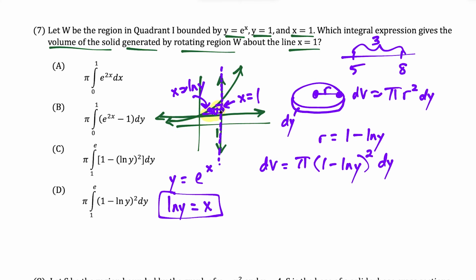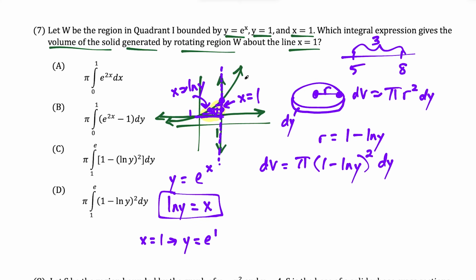But now we just have to think about the limits of integration. Notice that the region starts at a y value of 1, because this was the line y equals 1 over here. So the beginning y value is 1. Now we have to think about where these curves intersect. So what is the y value at this location? Well, if you have the equation y equals e to the x, what happens when x is equal to 1? If I plug in x equals 1, that gives us y equals e to the first.